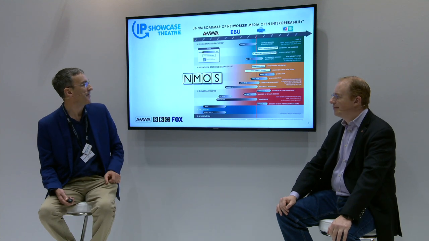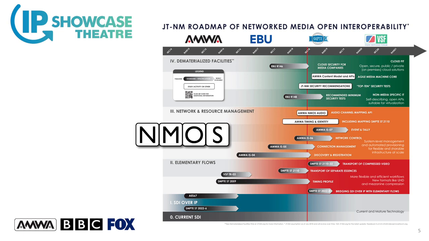So NMOS is there. If you turn around, then you can see this, but you don't have to because it's on the screen here. NMOS is the orange layer in the network and resource management that enables the green layer of the dematerialized future.